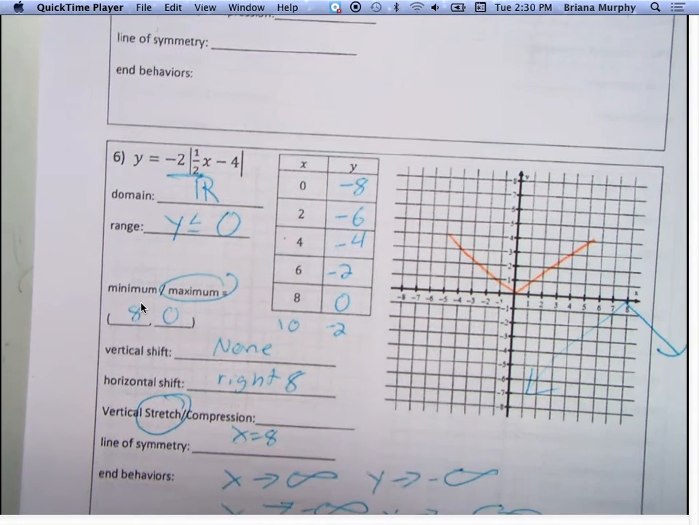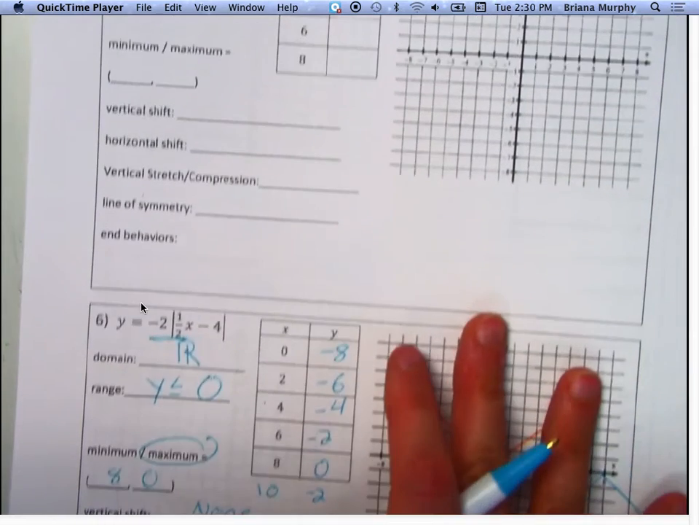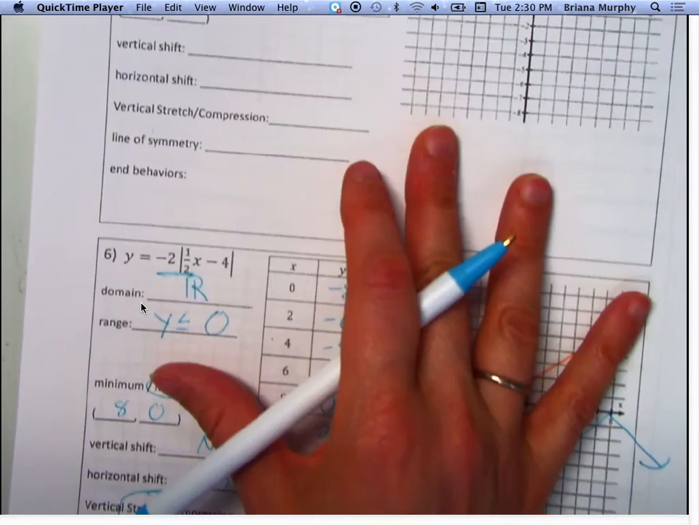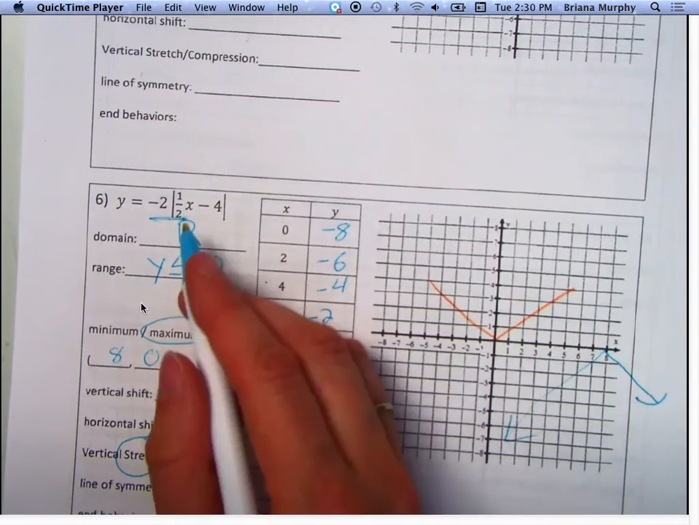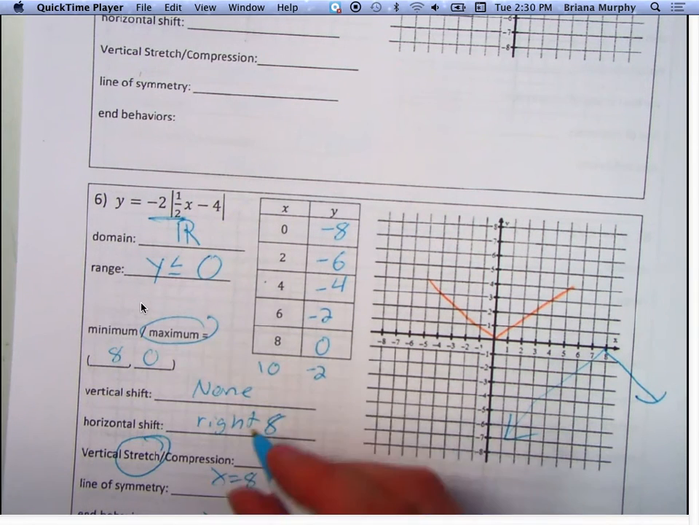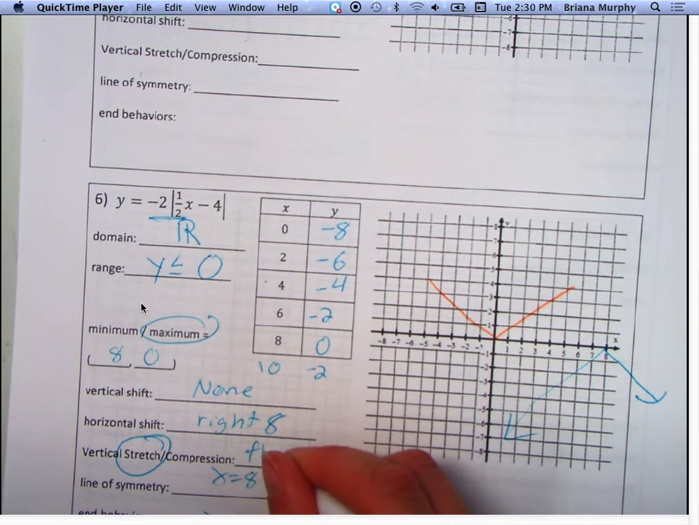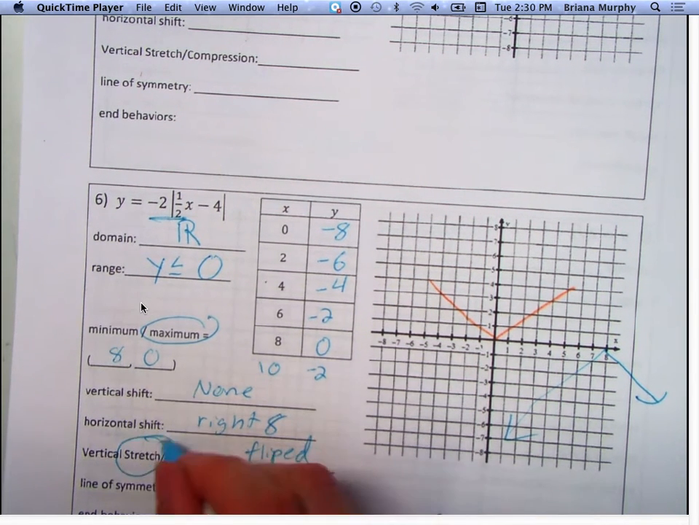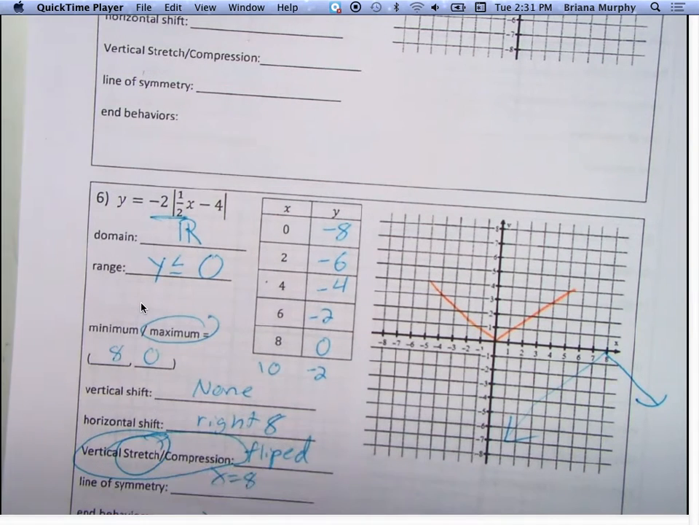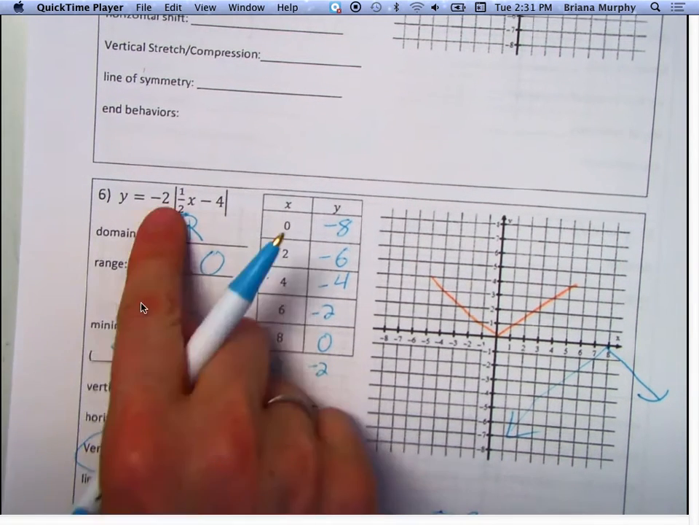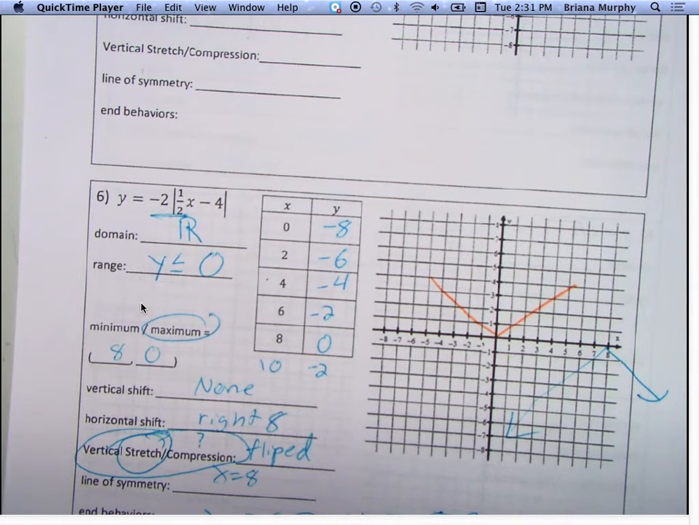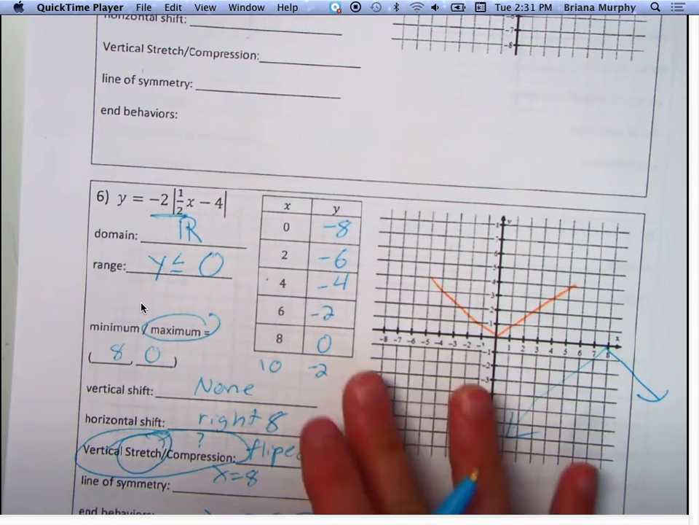Let's look at number 5. This is going to be the last one we're going to do, and the rest you guys are going to do. What did it stretch by? Well, it didn't really stretch at all. It kind of flipped it. I don't know if it would be stretched or compressed. I would probably circle question mark. I know there's a number in front, but they kind of cancel each other out. It didn't look like it did anything. So let's look at number 5.